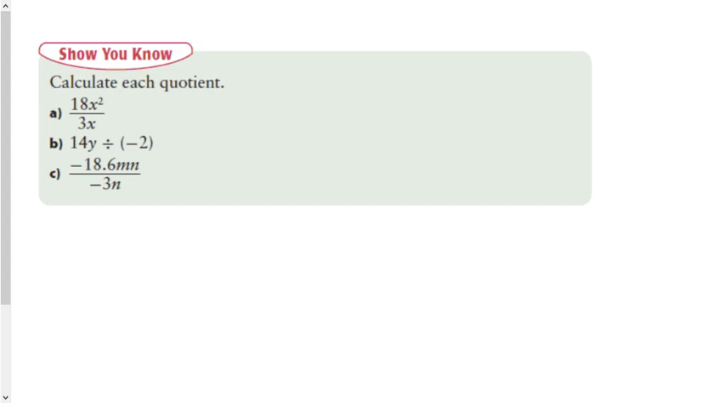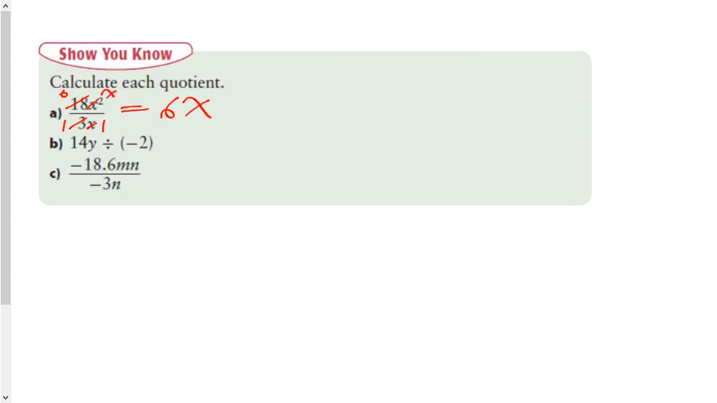And finally, calculate each quotient. So again, here we have this idea of which is exactly what we did. So it's asking just use your division of parts. So 18 over 3, if I think of that as a coefficient over a coefficient, that's going to become 6 over 1. X squared over x is just going to become x over 1. So my answer is going to be 6x over 1, or simply 6x.